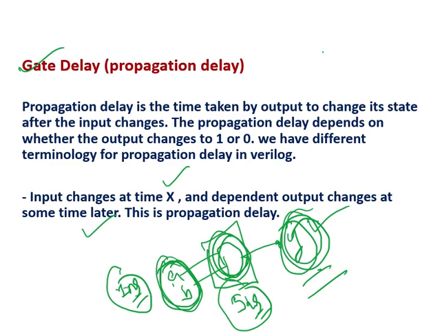The output change can be either 1 to 0 or 0 to 1, because all these are digital logic. So there is a transition either from 0 to 1 or from 1 to 0. This is what we call propagation delay.